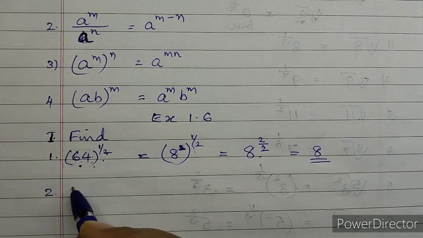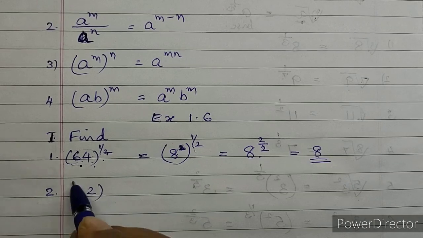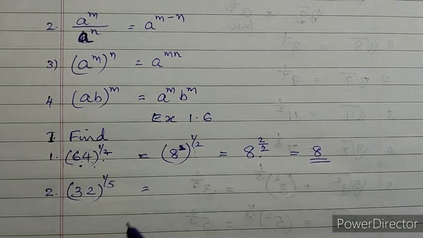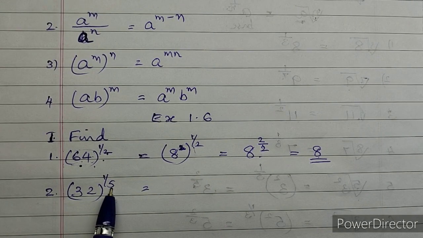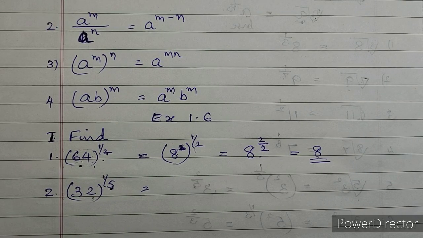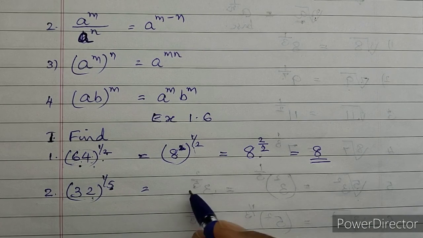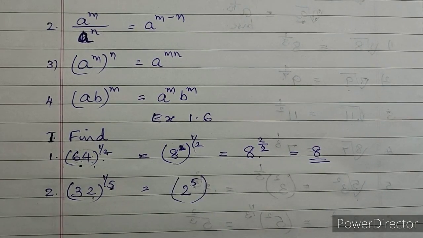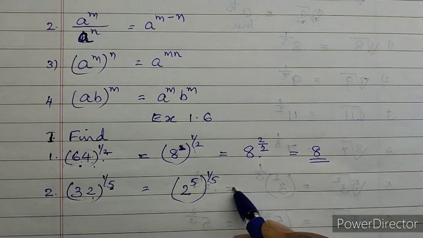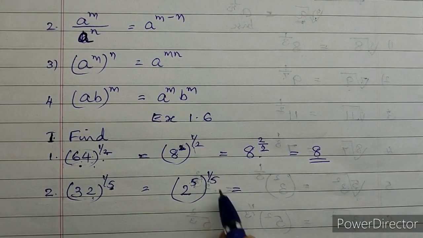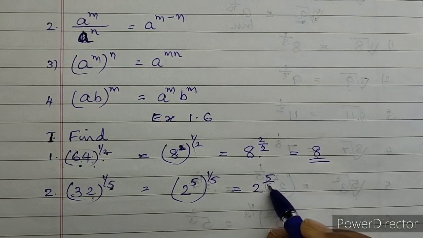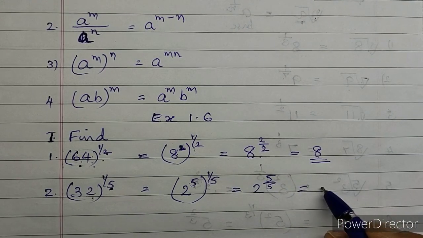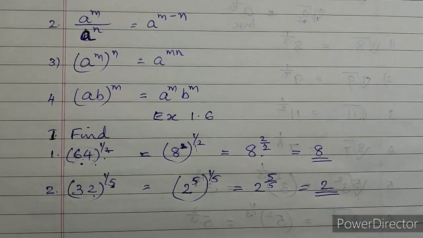Second sum, 32 to the power of 1 by 5. So here the exponent's denominator is 5. You have to change 32 so that you can write it as some base to the power of 5. So which number is that? Yes, it is 2. 2 to the power of 5 is 32. So 2 to the power of 5 whole to the power of 1 by 5. Now use the third law, 2 to the power of 5 by 5. That is 5 by 5 is 1 only, the answer is 2.